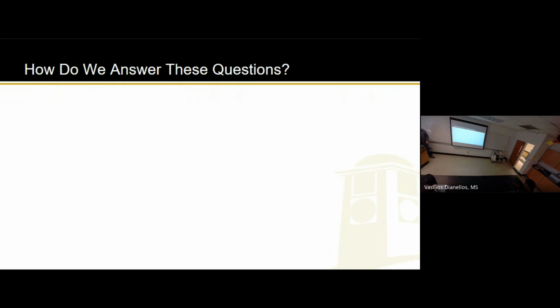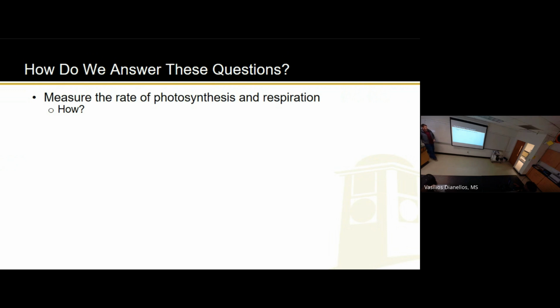But we don't have all semester, right? So we have to figure out a different way. We have to figure out a different way to measure the rate of photosynthesis and respiration. So how are we going to do that? Not only do you need to know it, like you always need to know how we do these procedures in an experiment, but this time you really need to do it because you have to write a lab report about it.